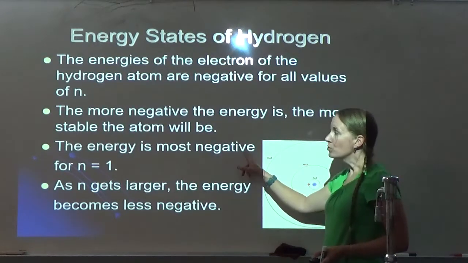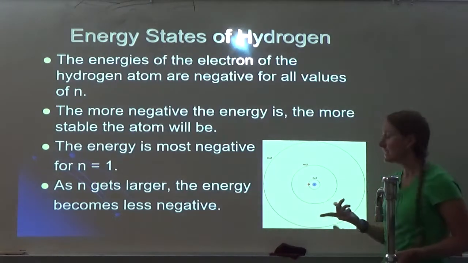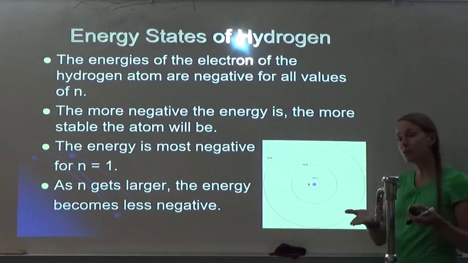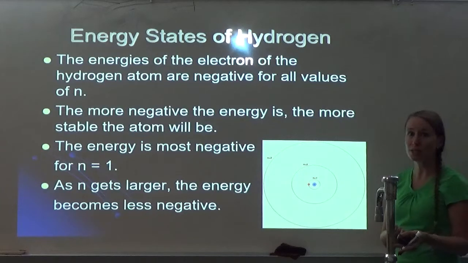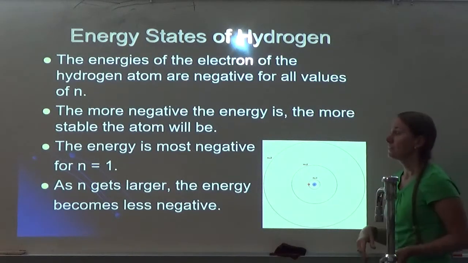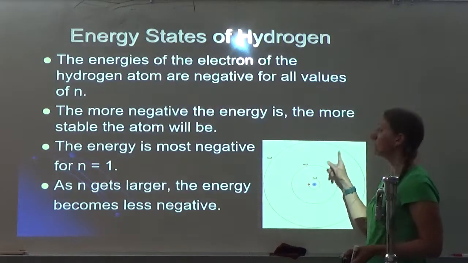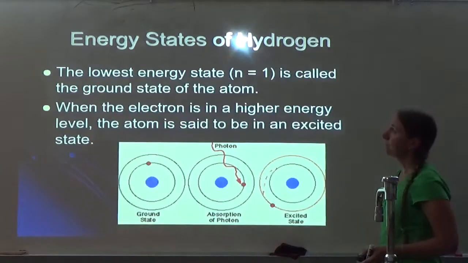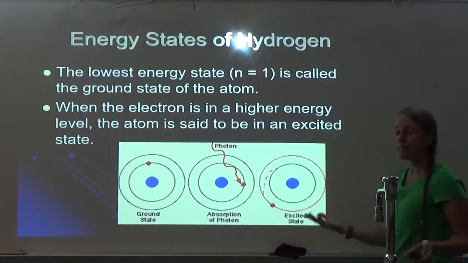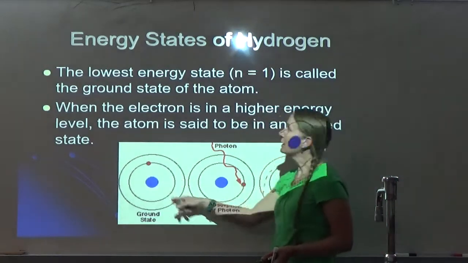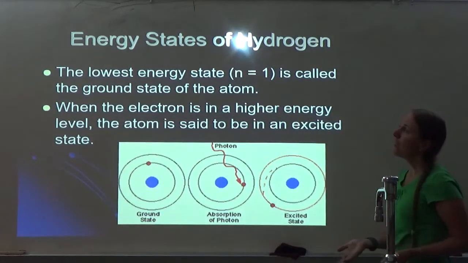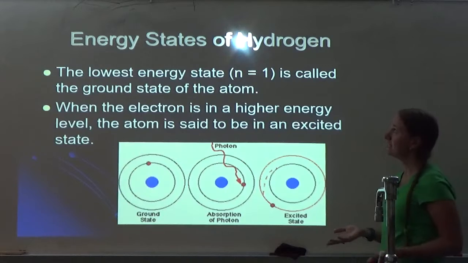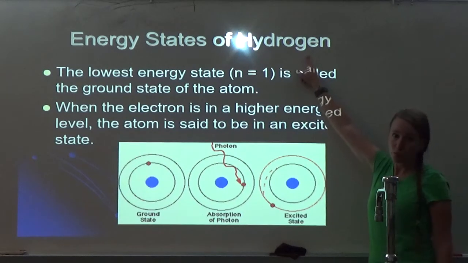The energy is most negative for n equals 1, which makes sense because the electron is closest to the nucleus. You've got to remember, an electron, which is negative, is attracted to a positive nucleus, so it wants to be as close as possible. As n gets larger, the energy becomes less negative, but it's still negative, because it's negative for all values of n. The lowest energy state, n equals 1, which just means the first energy level, is called the ground state of the atom. When the electron is in a higher energy level, the atom is said to be in an excited state. Now y'all, this is for hydrogen only.